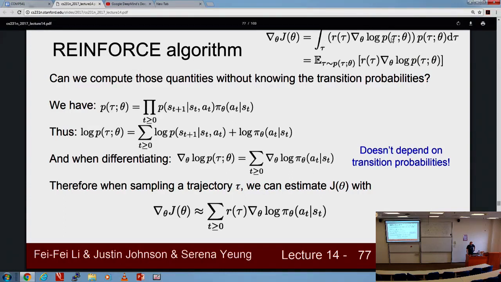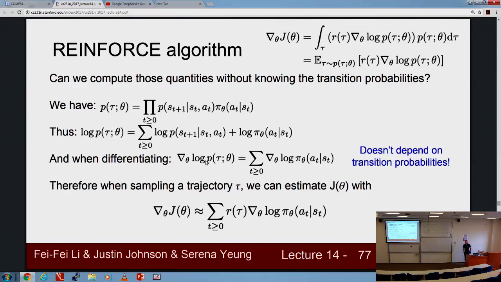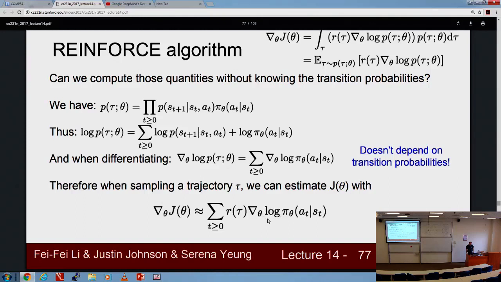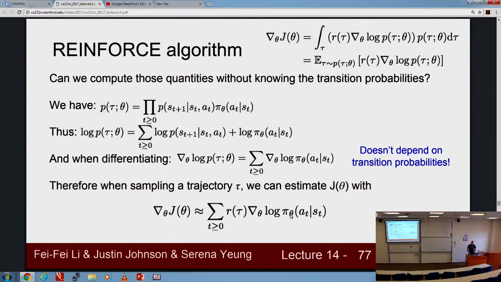So this was the thing I was trying to calculate at the top, which I said is an expectation: the reward for the trajectory times the gradient of log p. And here I argued that the gradient of log p can be calculated without knowing anything about the model, without knowing the state transition probabilities, because they are not affected by theta. So long story short, I can replace this thing with this thing. The gradient of log p gets replaced with the gradient of log pi for every action that I took throughout this trajectory. Okay?